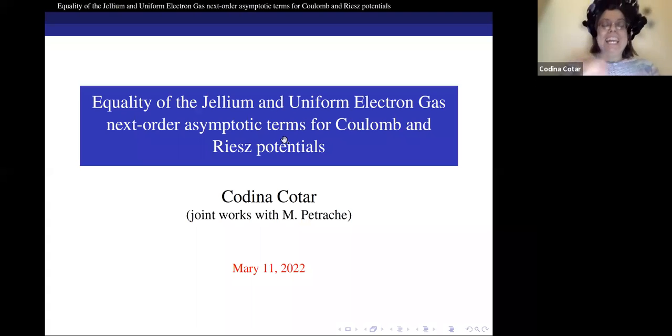So I'm going to talk about some models. Some models are coming from optimal transport. So this uniform electron gas, and the Jellium is connected to point configurations. I will first give a bit of motivation about why one should care about the optimal transport problem. And then I will explain how it connects to two other models, so to this Jellium model and to the Coulomb and Riesz gases. And I will talk about some new work.